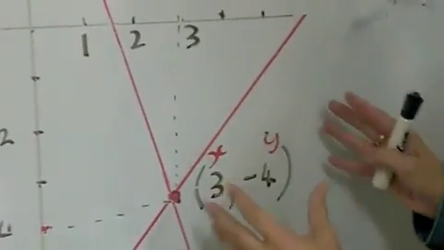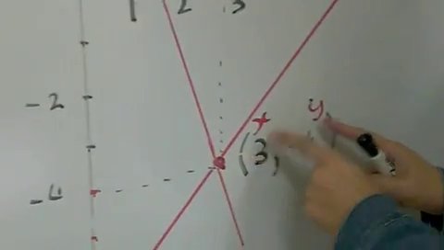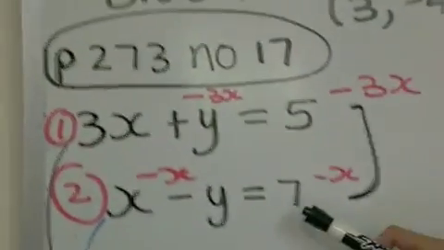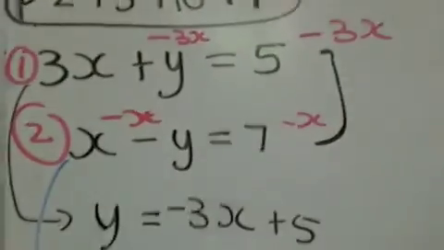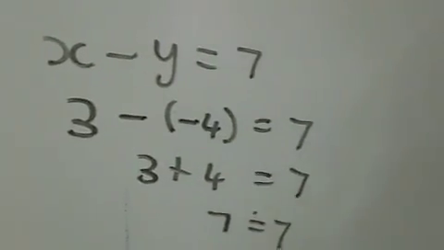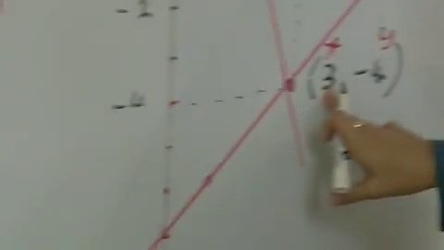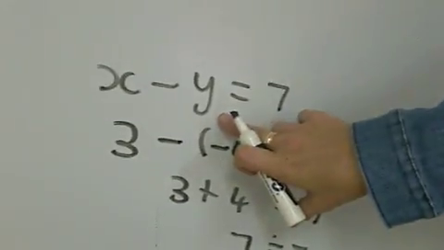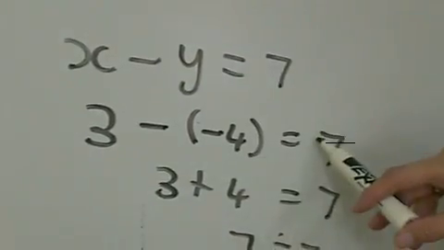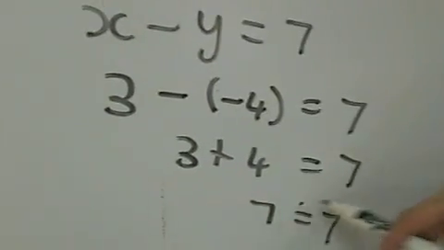And to be 100% sure, I can take these two values and plug them into either or both of these two equations. I'm just going to pick the second one because it's easy. x - y = 7, and I'm going to plug in the value for x, which I get here, that's 3, and the value for y, which I get here, that's minus 4. I'm going to see 3, and then minus times minus is plus 4, that's equal to 7. 3 + 4 is 7, 7 is equal to 7.